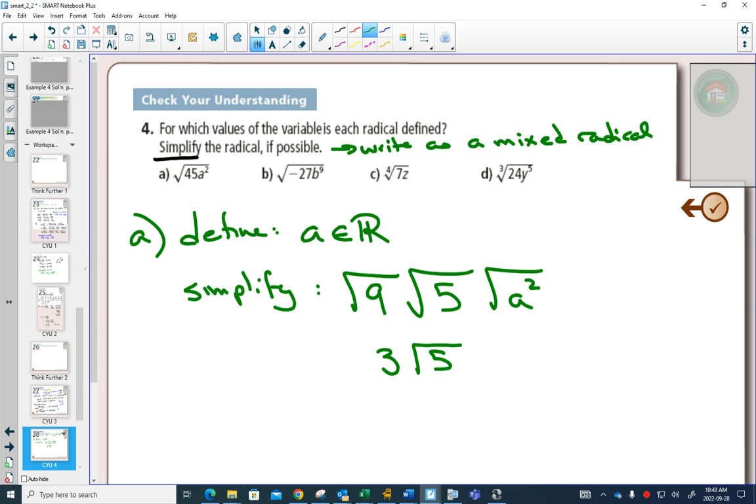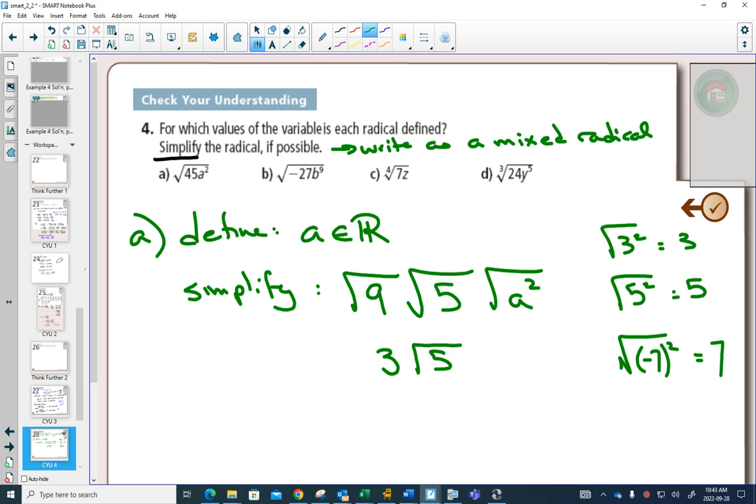What's the square root of a squared? Close. But I will say yes, but close. Okay? What is the square root of 3 squared? 3. What is the square root of 5 squared? 5. So you would think, well, then the square root of a squared should be a. What's the square root of negative 7 squared?